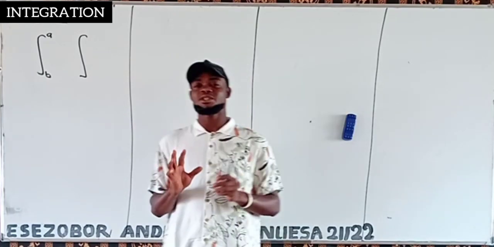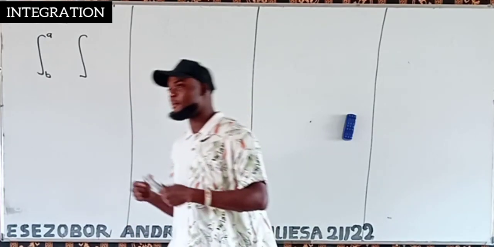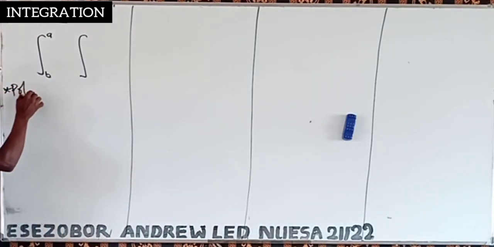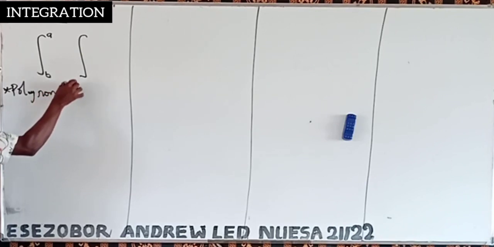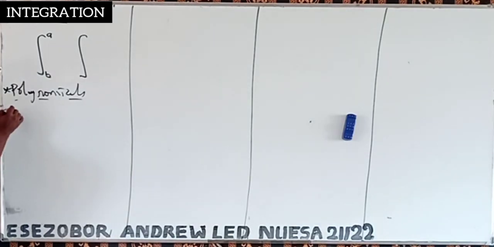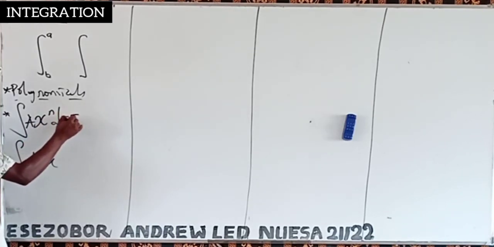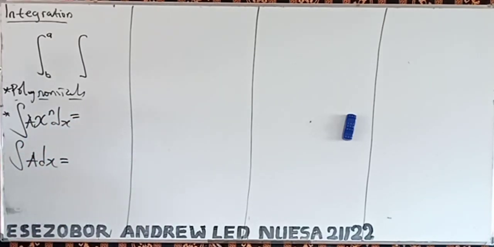Now let's look at the integration of different types of functions. Let's start from polynomial functions. How to integrate polynomial functions? For example, the general formula is that if I integrate a x to the power n with respect to x, in the sense that a and n are constants, while x is the variable, what will be the final answer to this?